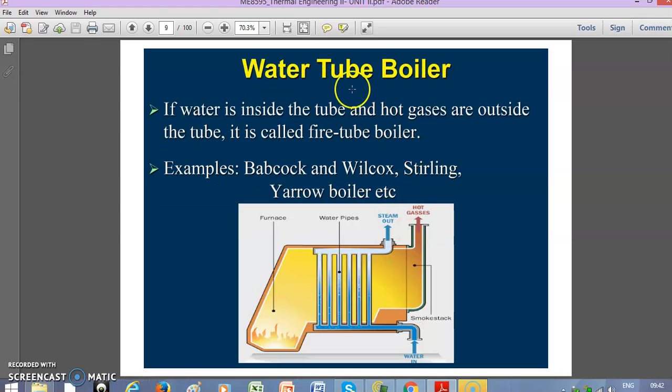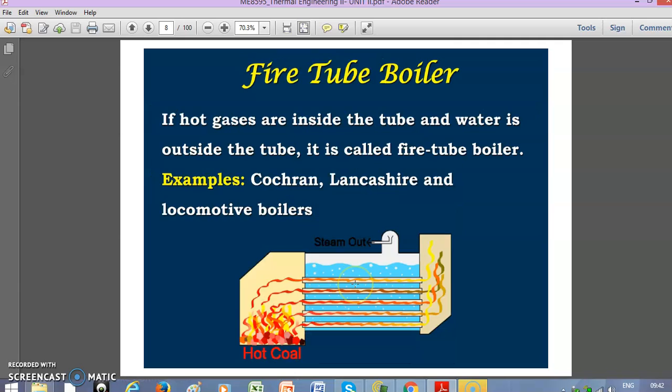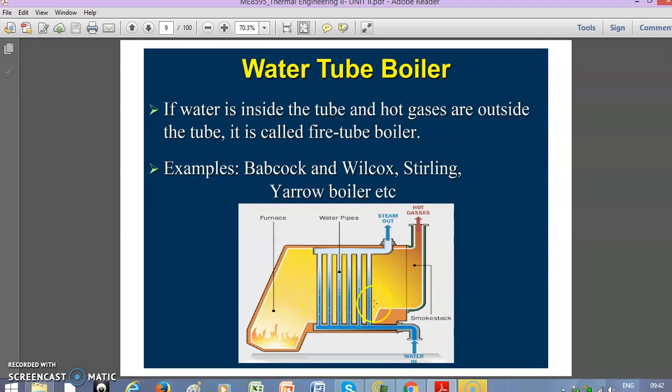And water tube boiler. Here in the tubes water will be flowing, and outside, the flue gas is going to flow. These are called Babcock-Wilcox or Arrow boilers, or Lamont, Benson, which we'll see in the upcoming lectures. These are water tube boilers, and in high thermal power plants we use this type of water tube boiler. If it is a fire tube boiler, the flue gas flows inside the tube. If it is a water tube boiler, the water flows inside the tube.